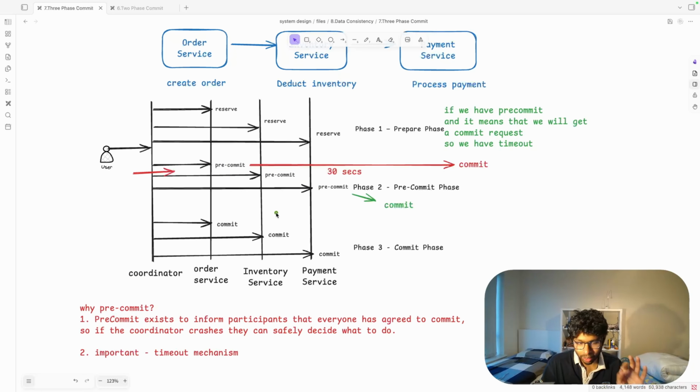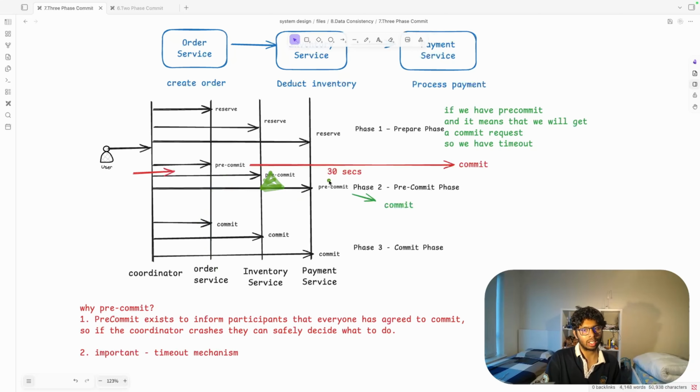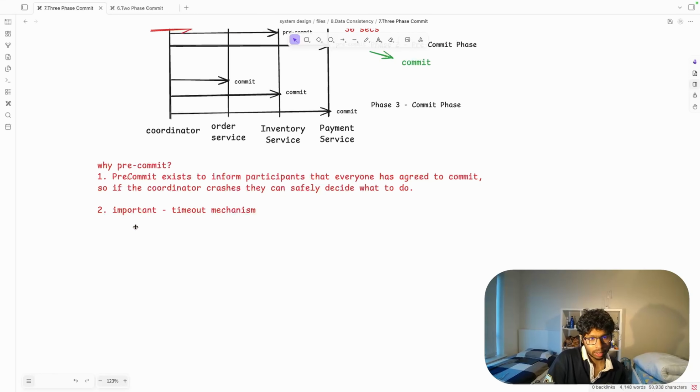The only catch is there is a simple flaw in it again. After this pre-commit request, let's say the coordinator crashes in this place. Now what will happen? The order service request is going to be committed after 30 seconds, but this is going to be a wrong entry, because there is no inventory service entry and no payment service entry. Again, this is a flaw of three-phase commit. We covered this point as well. The only thing is that in this three-phase commit we have this timeout mechanism that we have discussed, that we can set any time in our three-phase commit. This is all about it.